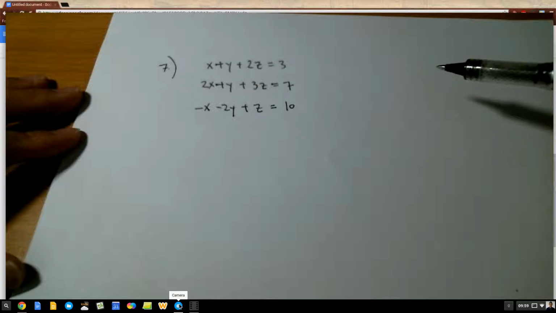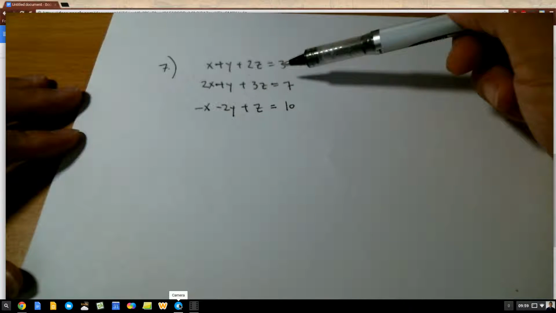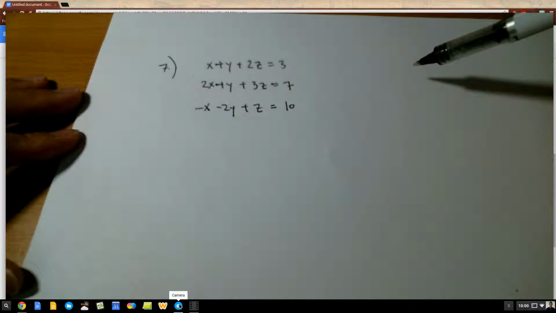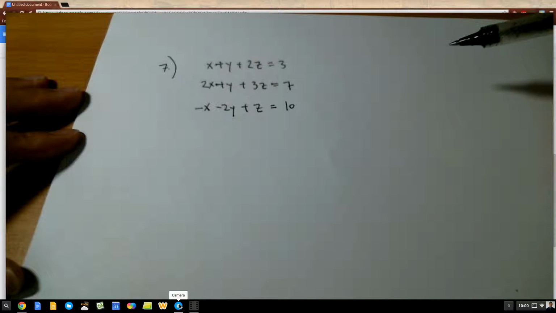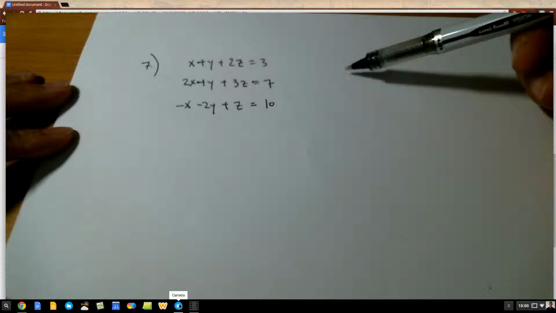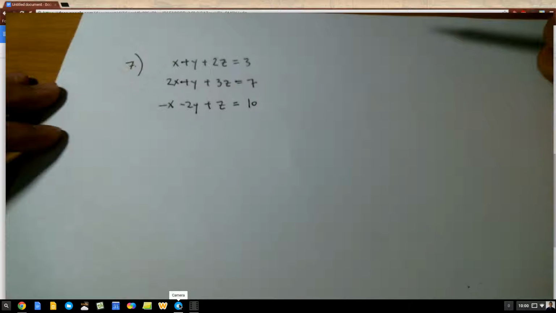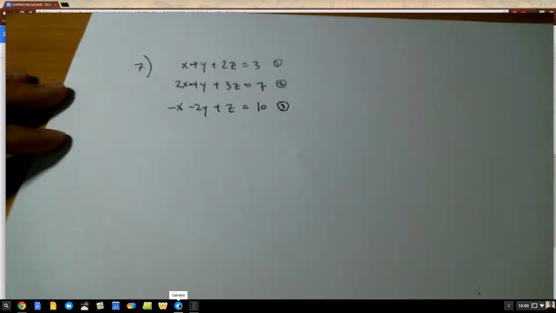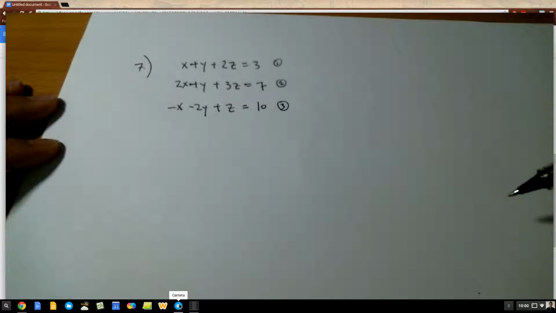So what's the first step we want to do? Well, we have three variables. Let's get those three variables down to two variables. So we want two equations with two variables. Okay, so let's call this equation 1, equation 2, equation 3. Which two do you want to do?